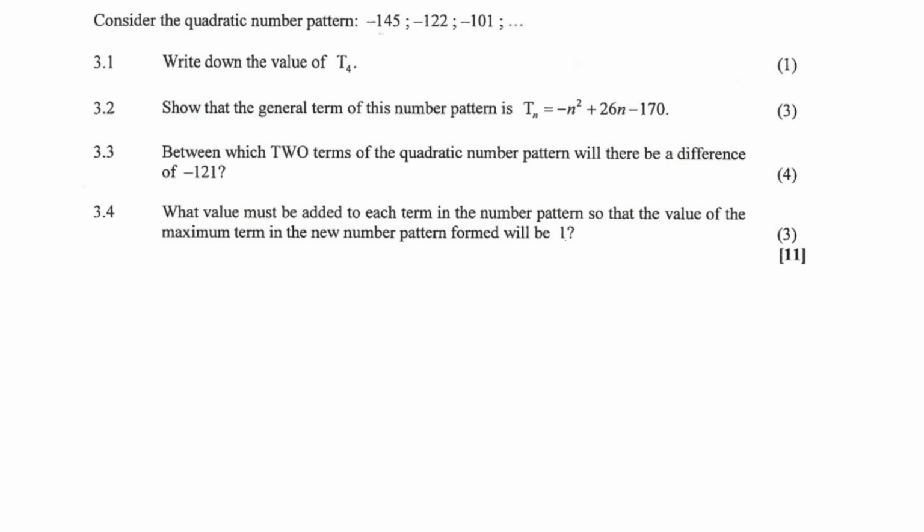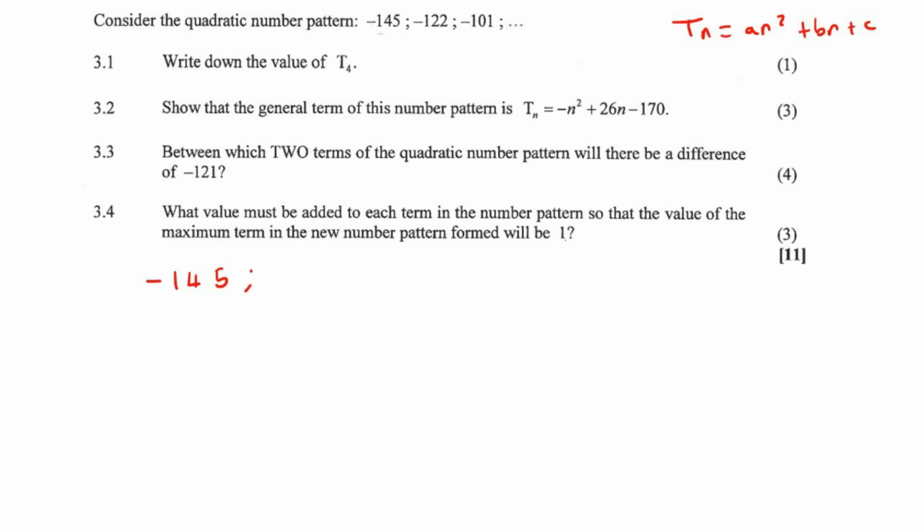Here we're going to be dealing with a quadratic number pattern. Okay, so quadratic number pattern is the one that has that formula Tn equals an squared plus bn plus c, and they are going to ask us to calculate it in this part over here. Okay, so for this first one, they want us to just determine the value of term 4. Okay, and it's only for 1 mark, so let's quickly just go figure out what's happening here.